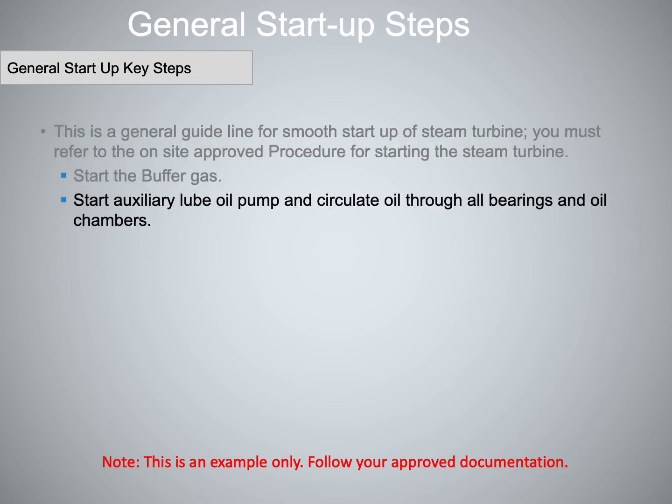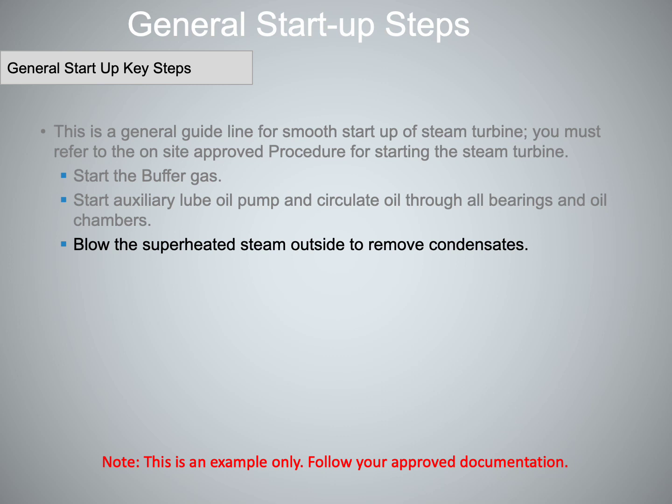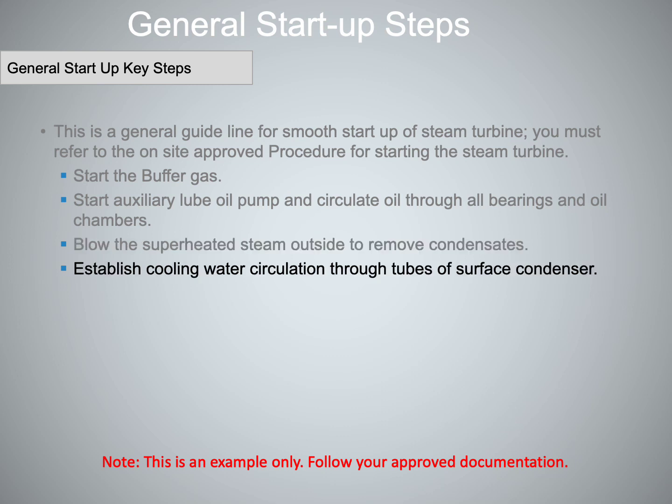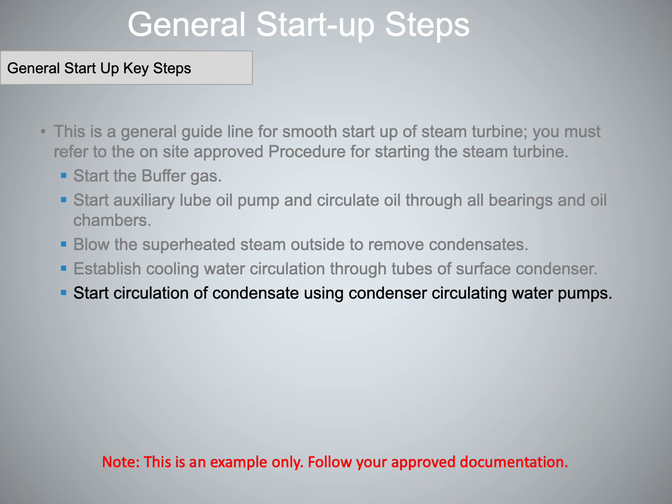Start auxiliary lube oil pump, and circulate oil through all bearings and oil chambers. Blow the superheated steam outside. To remove condensates, establish cooling water circulation through tubes of surface condenser. Start circulation of condensate using condenser circulating water pumps.